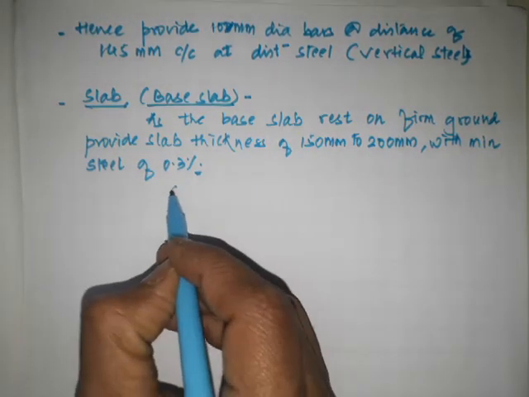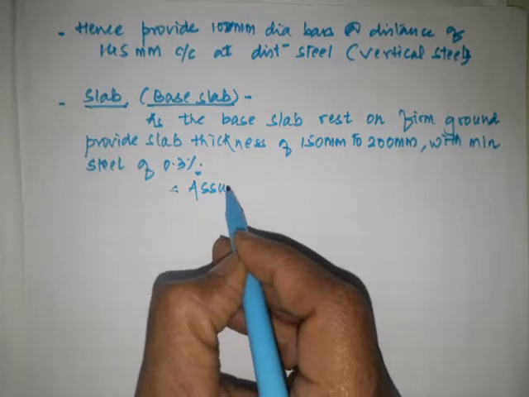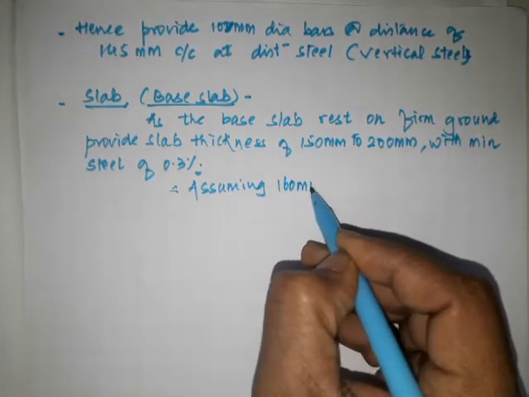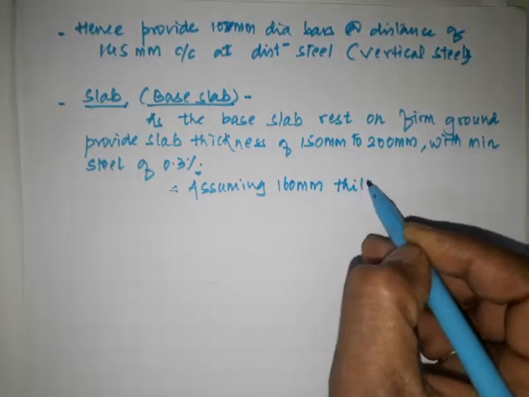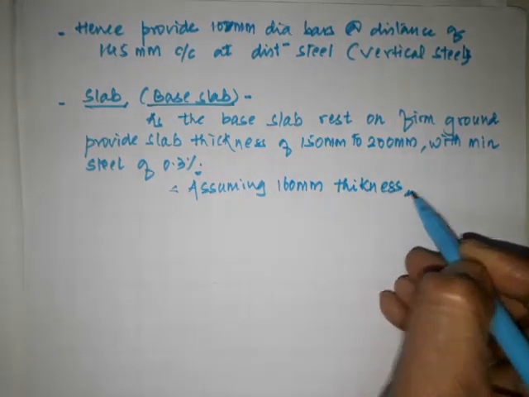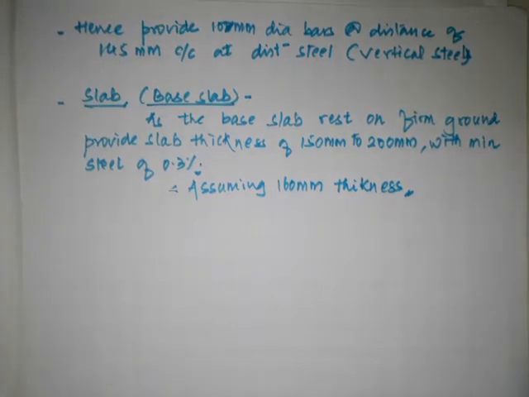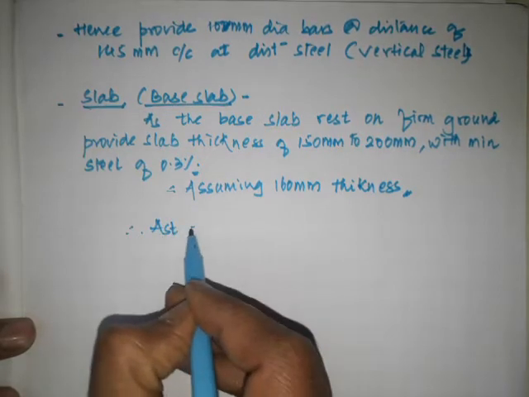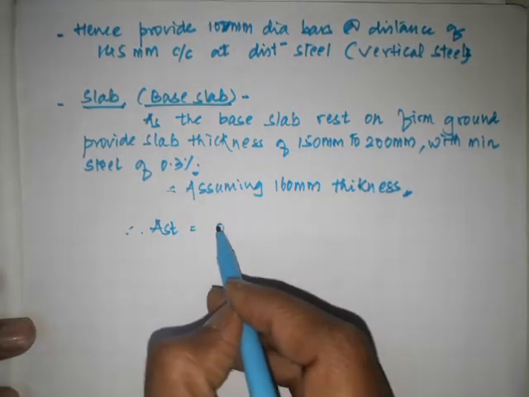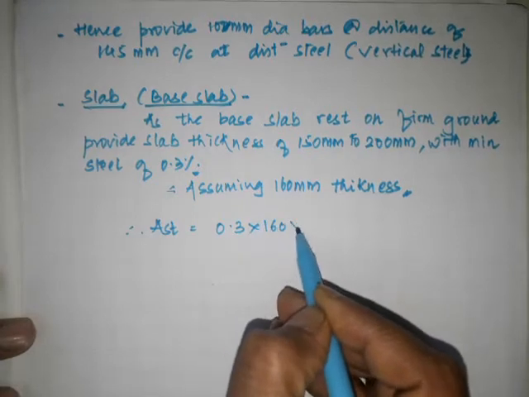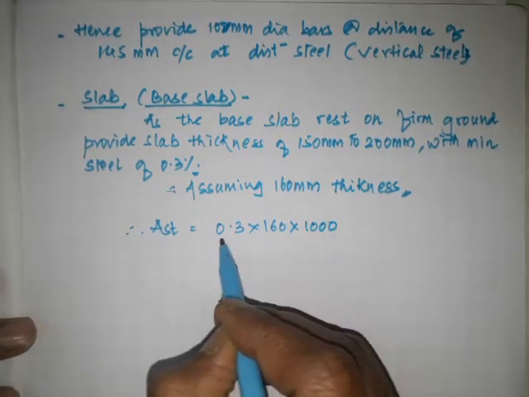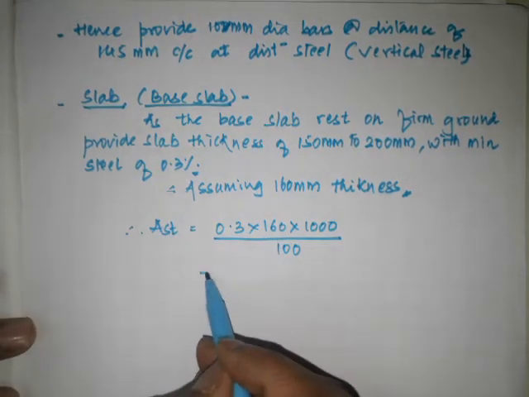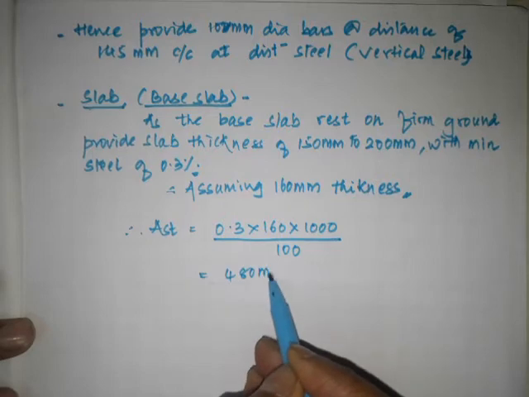Therefore, assuming 160 mm thickness, we'll assume the thickness of slab as 160 mm. Therefore Ast in the slab will be 0.3%. So 0.3 into 160 into 1000 divided by 100, so it will be 480 mm square.